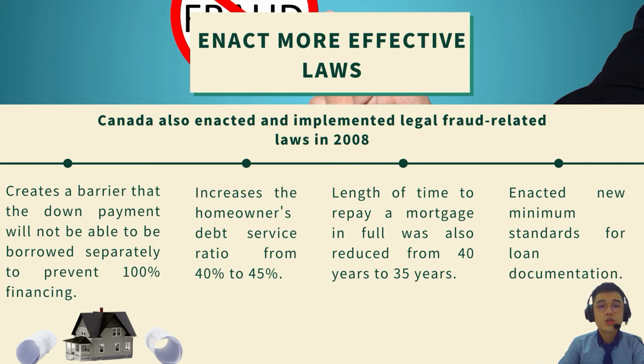In addition, the law creates a barrier so that the down payment cannot be borrowed separately, to prevent 100% financing. Moreover, the law also increased the homeowner's debt service ratio from 40% to 45% to reduce the borrower's ability to repay the debt. The length of time to repay a mortgage in full was also reduced from 40 years to 35 years. Canada also enacted a new minimum standard for loan documentation to ensure that borrowers clearly understand the loan terms.